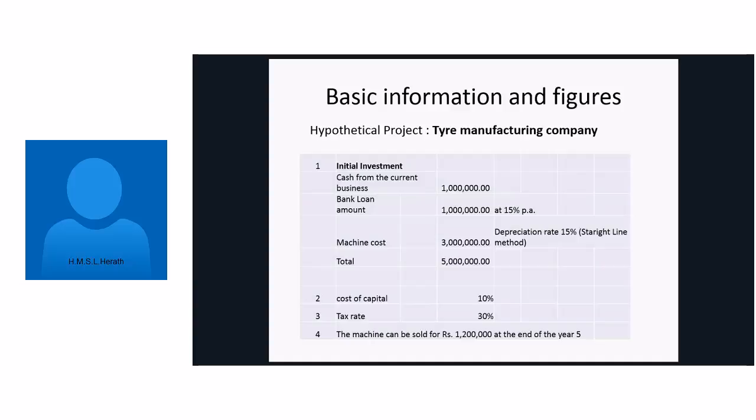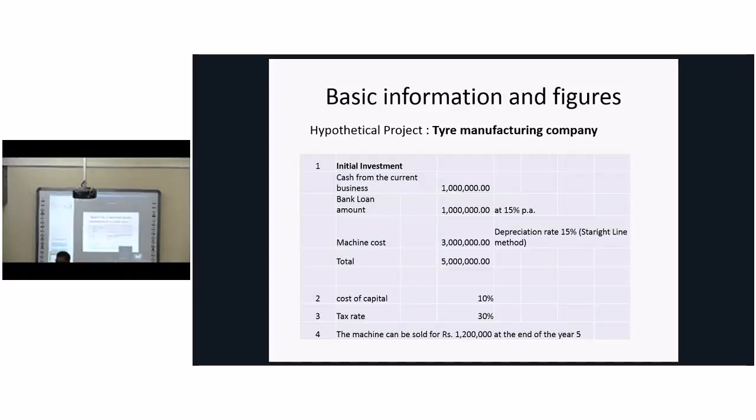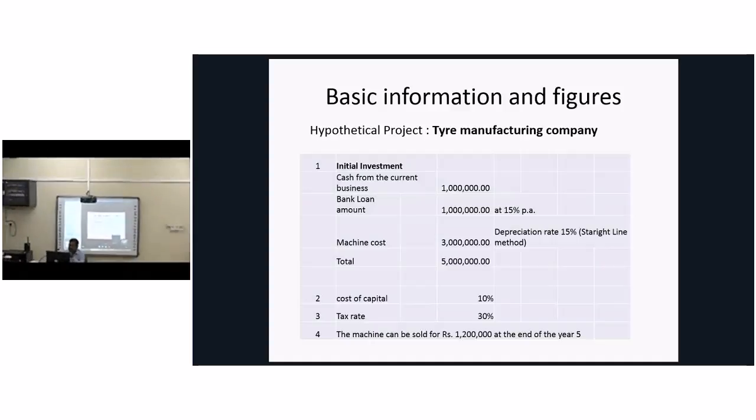Because the bank loan amount is at 15%, right? Okay, sir. Your cost of capital is 10%. Now you need to justify it. The initial investment bank loan of 1 million was taken at the rate of 15%. Then the cost of capital should be more than 15%, no?